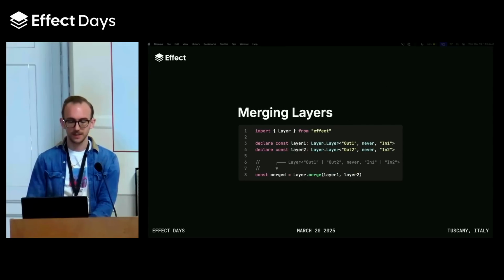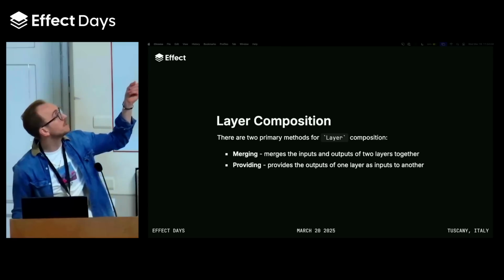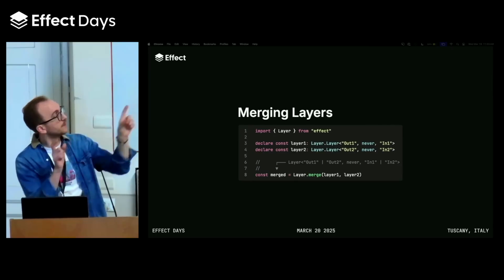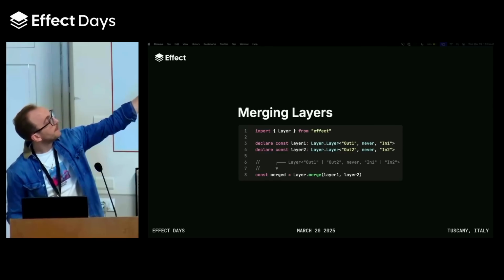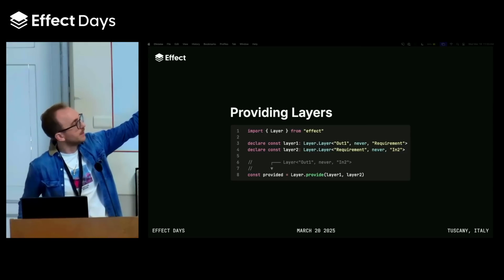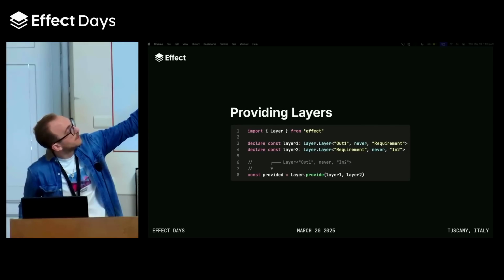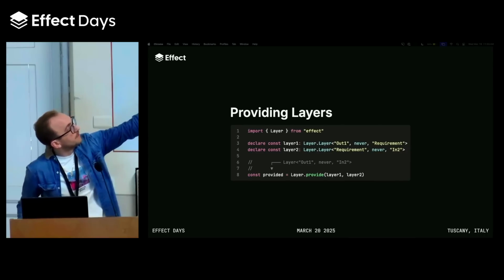So there's an exercise that I have basically which allows you all to get some practice with merging, providing, and provide merging layers. Basically, it goes over layer composition, where we have two layers. If we merge them, we merge all of the pieces of the layers. We merge the requirements out, the errors, and the requirements in. Providing layers takes the output of one layer and provides it as a requirement to another. So in this case, layer 2 produces requirement, right? Layer 1 needs requirement. So if you provide layer 2 to layer 1, you erase requirement, and you end up with a layer that produces out 1 and requires in 2.